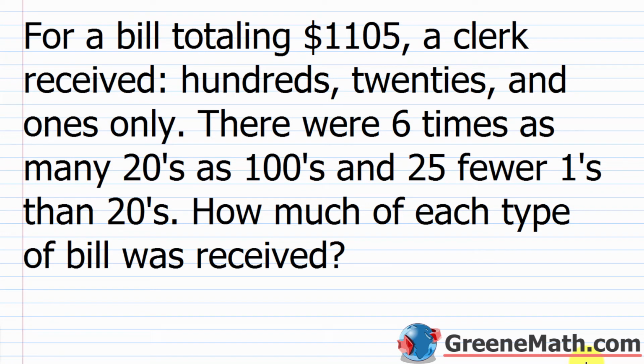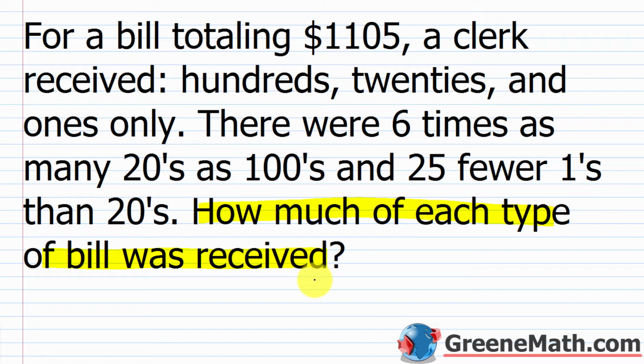So for a bill totaling $1,105, a clerk received hundreds, 20s, and ones only. There were 6 times as many 20s as hundreds, and 25 fewer ones than 20s. How much of each type of bill was received? So again, for this type of problem, once you read it and you understand what you're being asked, which let's just go ahead and highlight that, how much of each type of bill was received, you're immediately thinking about what to do in terms of setting up your variable.